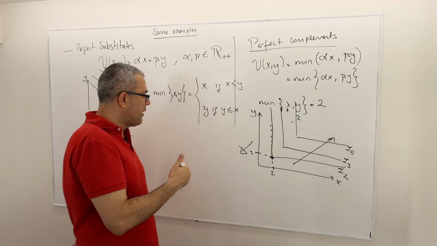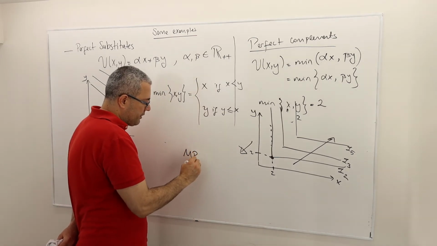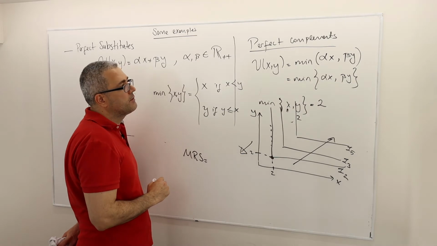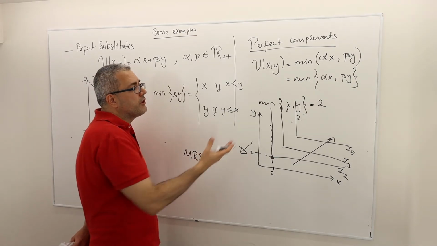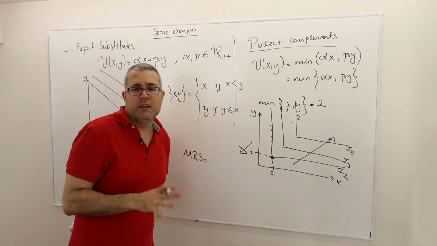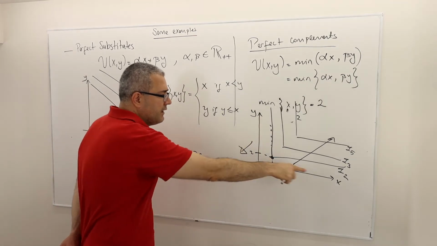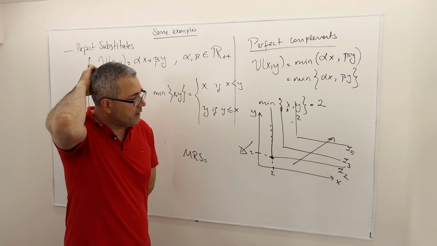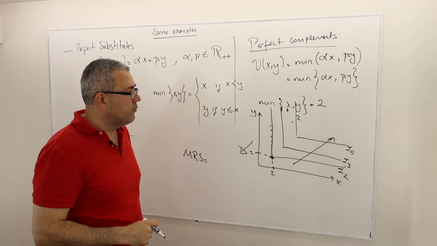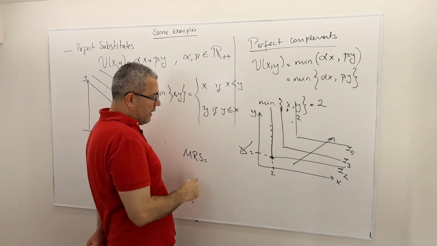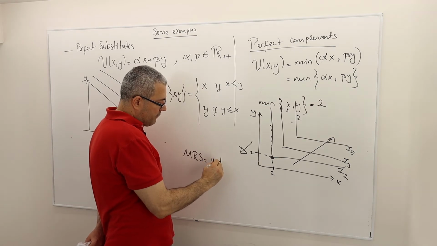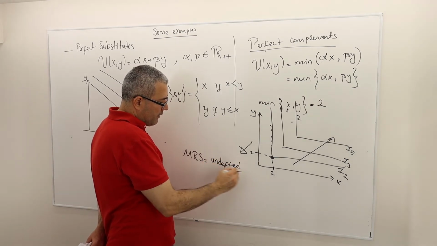All right, so one question is, what is the marginal rate of substitution here? Well, what is the derivative of this min function? That's confusing. I mean, this is not a differentiable function. It's a continuous function, but it's kinked, so it's not differentiable. Therefore, what am I going to do? Well, it's undefined, basically.